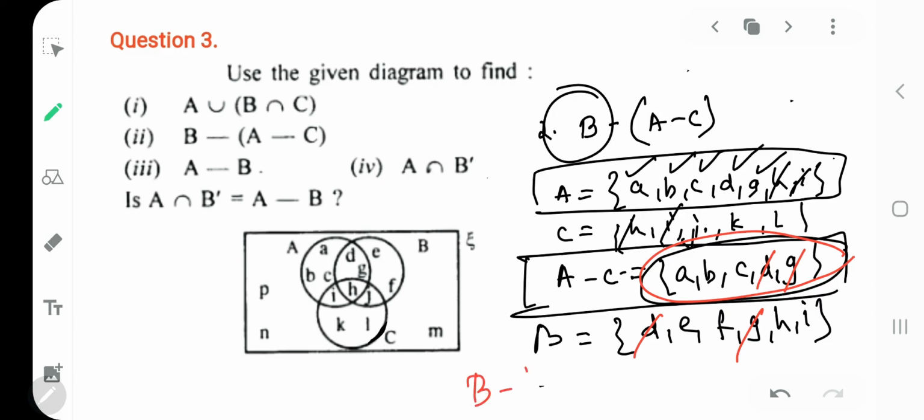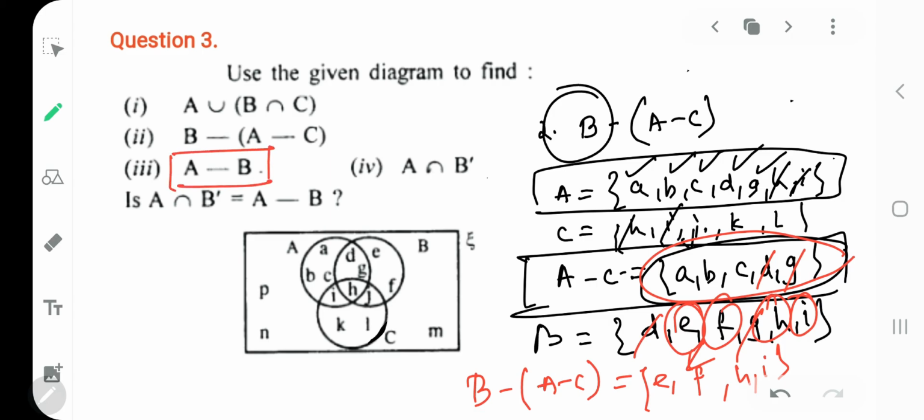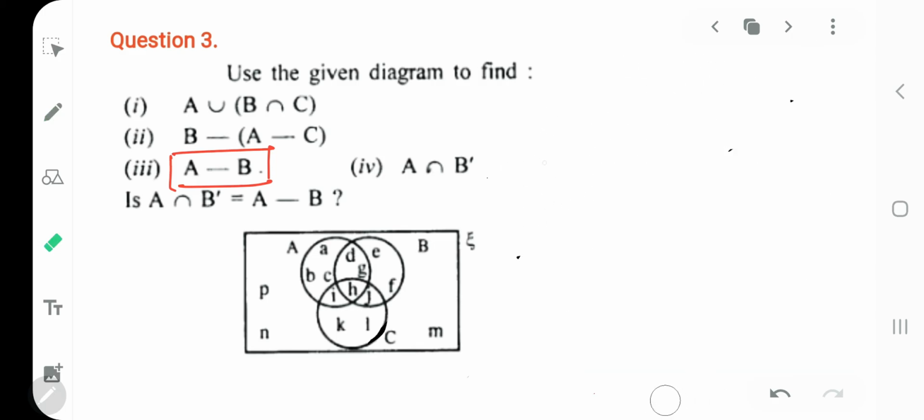So B minus A minus C will be E, F, H, I. Okay. So the remaining elements will be E, F, H, I. Clear with this? Can you do A minus B on your own? Your next is A intersection B complement. My dear kids, what is B complement?